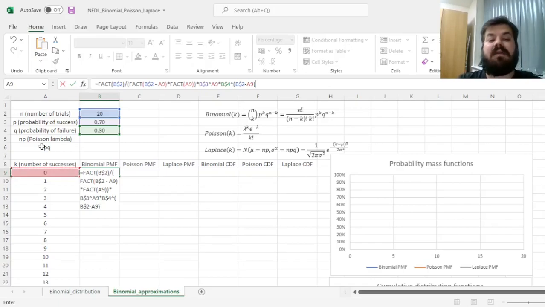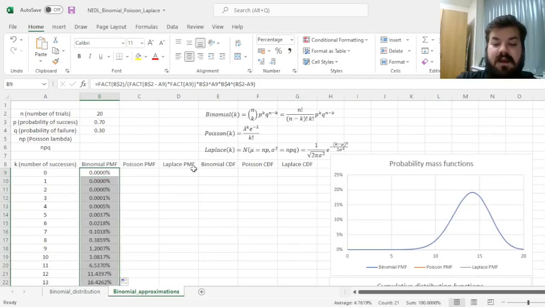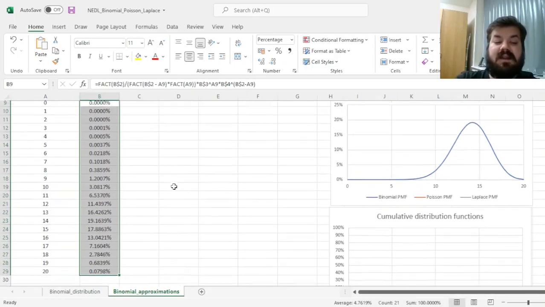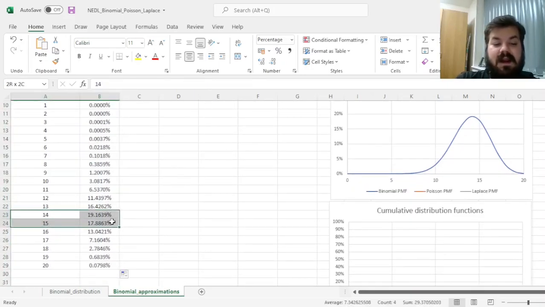We can see that everything apart from k is locked, as it stays the same no matter how many successes we are interested in for this particular case. And we can enforce this formula and click it down to easily verify that, first of all, the sum is 100%, meaning that we have taken into account all possible scenarios, and the most likely outcome is 14 passes.